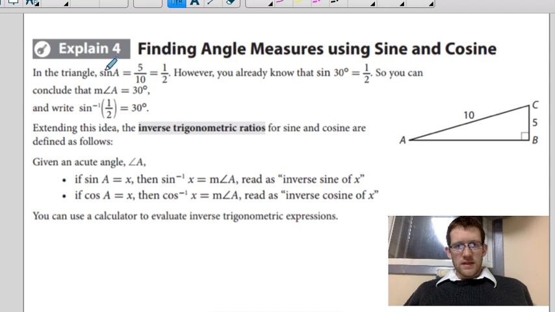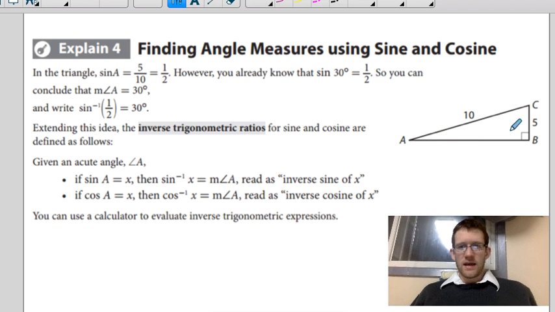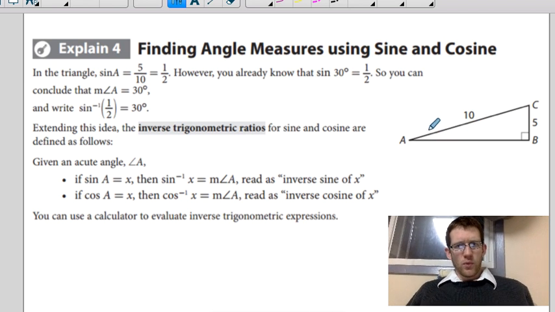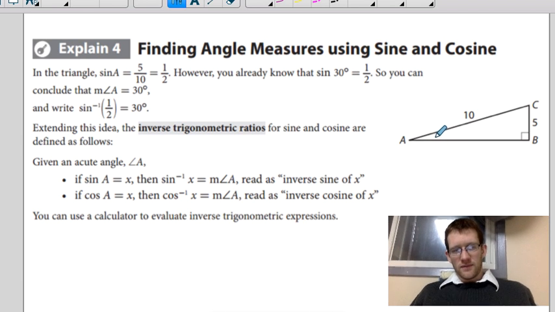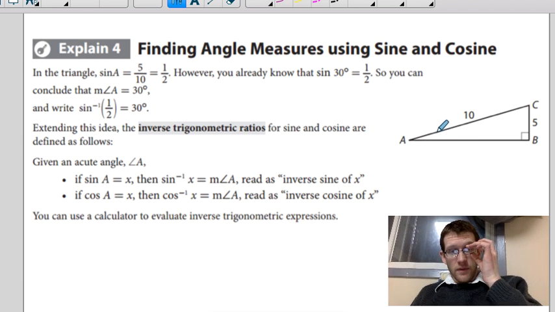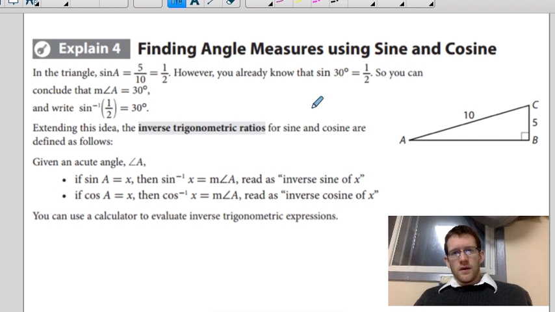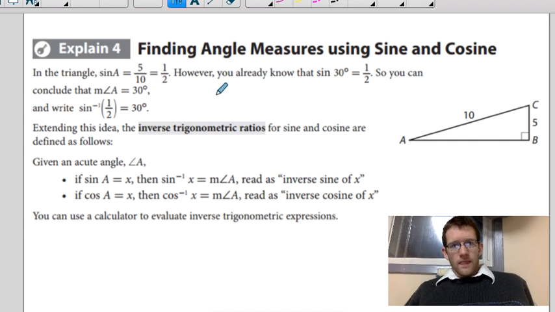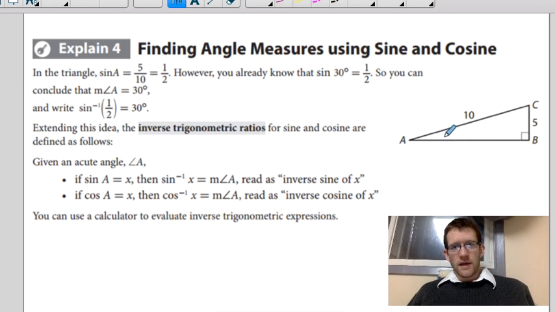It says here that the sine of angle A is equal to the opposite over hypotenuse, or 5 over 10. So the sine of angle A equals 1/2. But what is angle A? If we want to figure out what angle A is just based on these side length values, we need to figure out a way to isolate angle A from the sine of angle A. And we can do that, actually. If we set up our equation, it looks something like this.